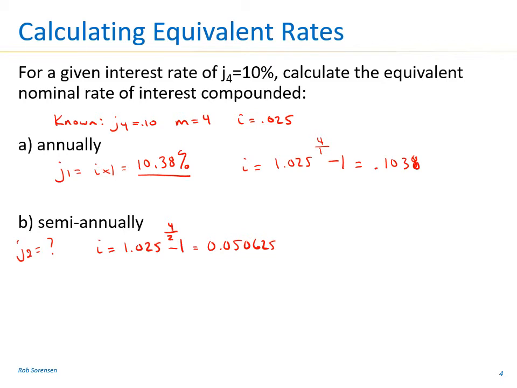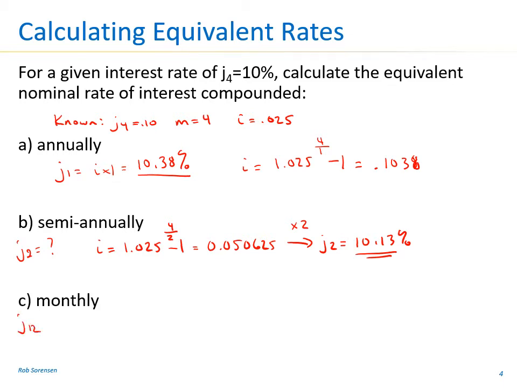0.050625. That's going to give me then J2 is equal to 10.13% for this one. I had to multiply the i by 2, didn't I, to get to my J2. Let's look at one more.